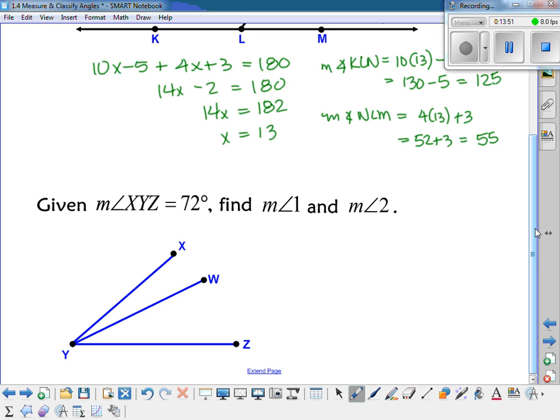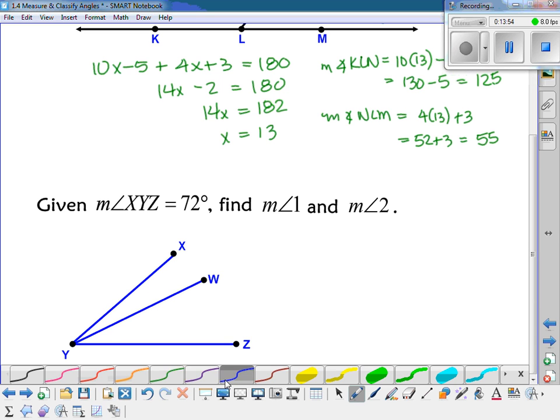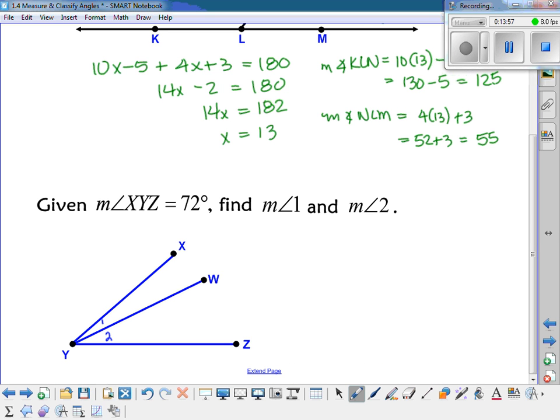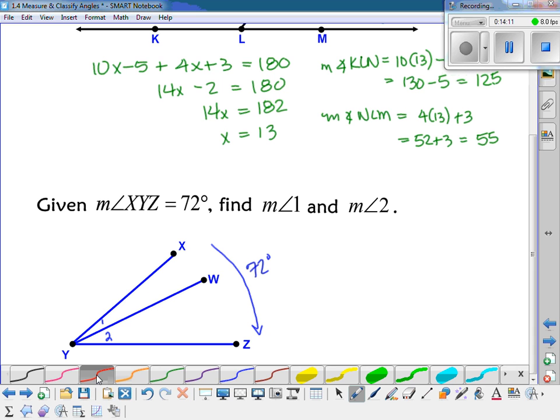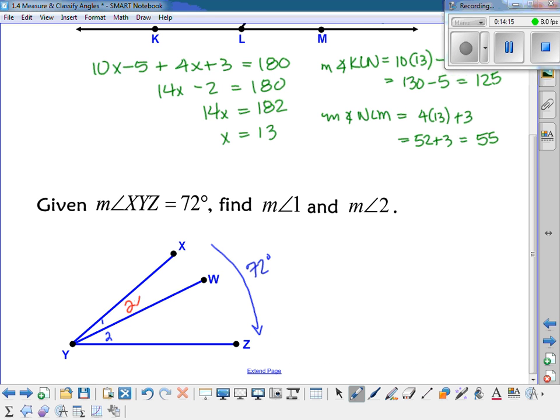Okay, need to add a little more information to this one here. This is going to be angle 1 here and angle 2 here. All right, so in this example now, I've given you the whole angle, XYZ is 72 degrees. And I'm still missing some information there. Angle 1 is equal to 2x minus 9. And angle 2 is 3x plus 6. So if I want to find the measure of angle 1 and angle 2, this time I can't make those equal to each other because I didn't say that YW bisects it. This is not a case where they're equal.